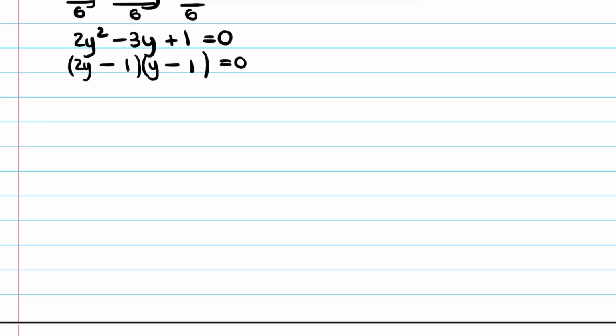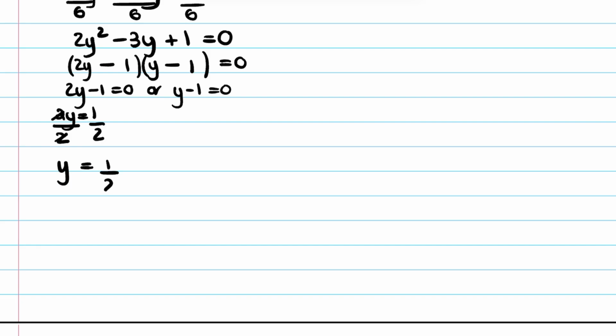So now all I need to do is solve for y. So I'm going to say 2y minus 1 is equal to 0, or y minus 1 is equal to 0. And then I'm going to solve for y. So I'm going to say 2y is equal to 1. And then I'm going to divide by 2 because I want my y alone. But what I do on the one side, I must do on the other. So here, those 2's are going to cancel out, and I will be left with y is equal to a half, or y is equal to 1.